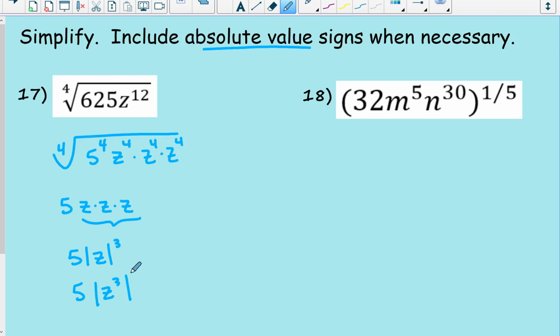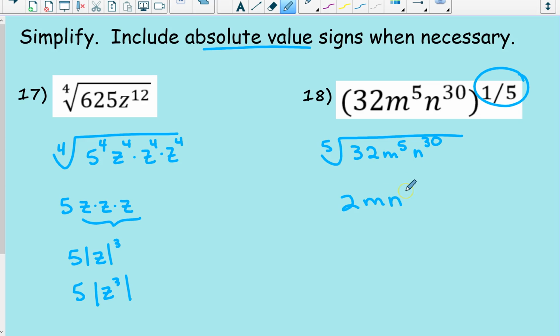And how about number 18? This one I gave you in exponent form, but you could think of it as a radical, either way, same thing. And because we have an odd index, we have a fifth root, we're not going to need absolute value signs. The fifth root of 32 is 2, the fifth root of m to the 5th is m. If m is positive, that'll be positive, and if m is negative, that'll be negative, and it works out either way. And then the fifth root of n to the 30th is n to the 6th. And that's going to be positive no matter what.